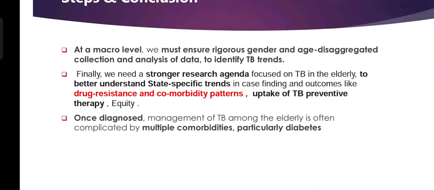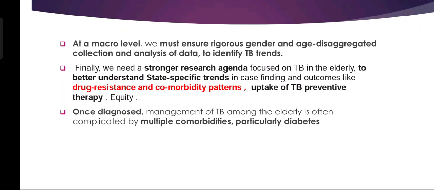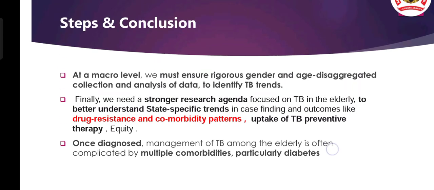Okay, and also when we talk about further steps and conclusion, at a macro level we must ensure that there should be no gender bias. Even in the treatment of tuberculosis we see some bias, like women are not treated in a proper way. They are even ignored, and that's why this becomes a very big issue of gender discrimination as well.